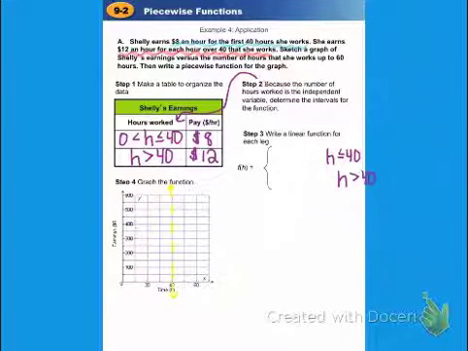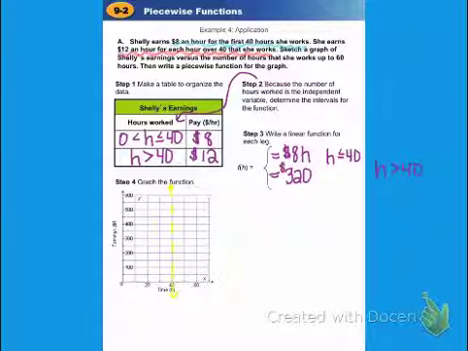So how do we describe the first 40 hours? Well, that's easy enough. The first 40 hours will be $8 times H, meaning the number of hours that she works. Now that second interval, when she gets over 40 hours, well, if she's already worked 40 hours, she's already made 8 times 40 hours, or $320. So she's going to get paid $320, and this is for the first 40 hours, plus she's going to get paid $12 for every hour over 40.